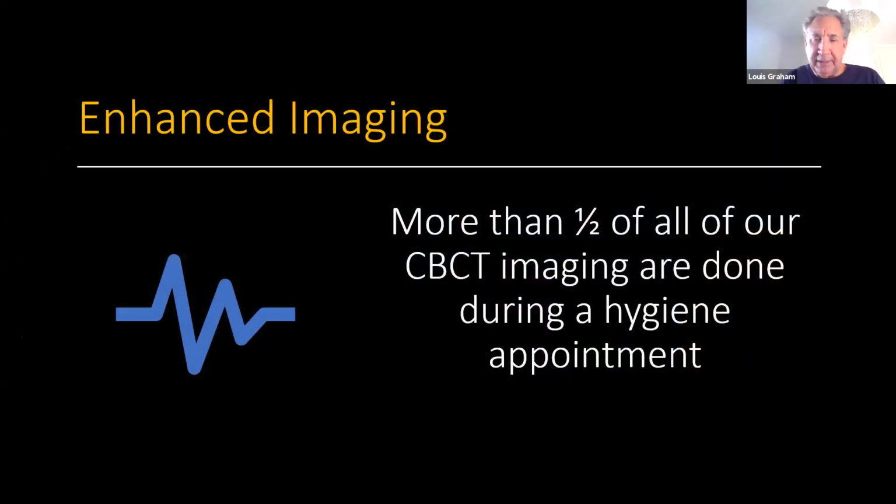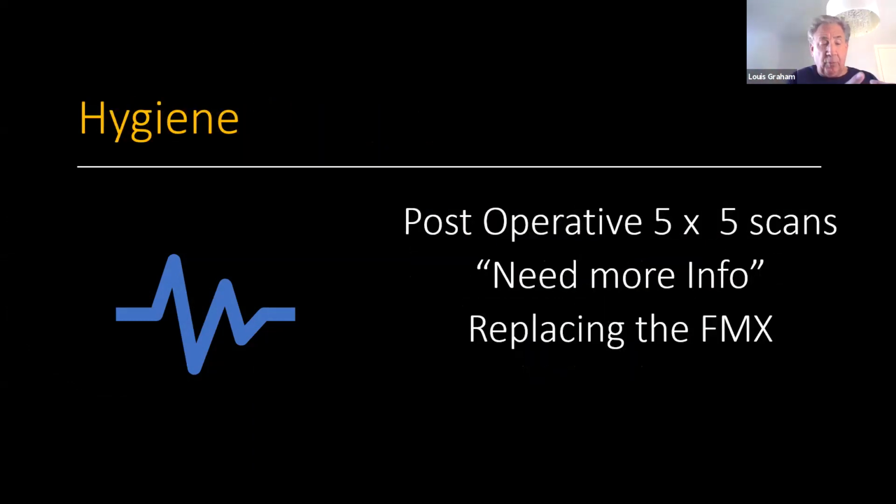So first point is more than half of all our CBCT imaging is done during a hygiene appointment. That's crazy, more than half. So what happens is this. If we're following an area on a patient, so let's say number 5 had a root canal done, and basically we're following the treatment on number 5, and we want to see if the lesion healed, we'll take a 5x5 scan a year later, not a periapical. And we'll charge only a portion of a fee for that 5x5 scan as a post-op. All too often in the next case, you'll see I need more information than a periapical.